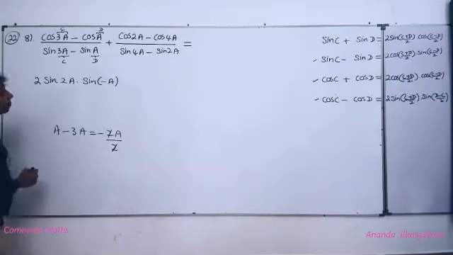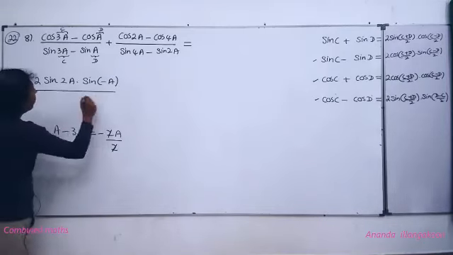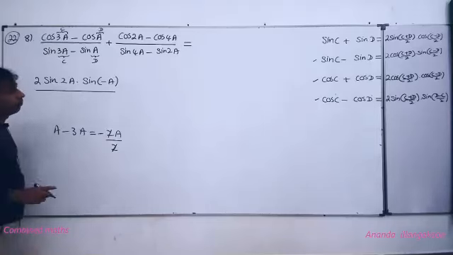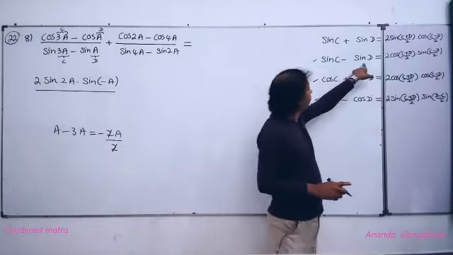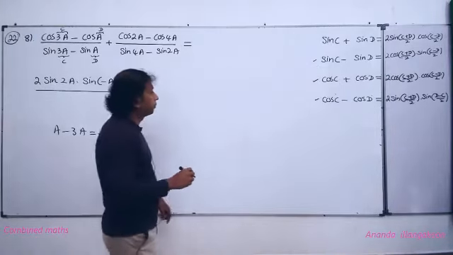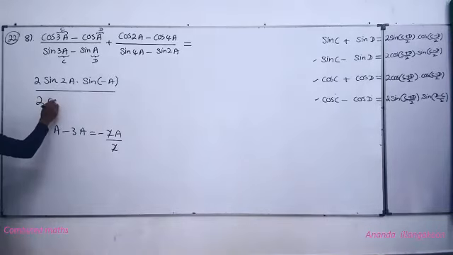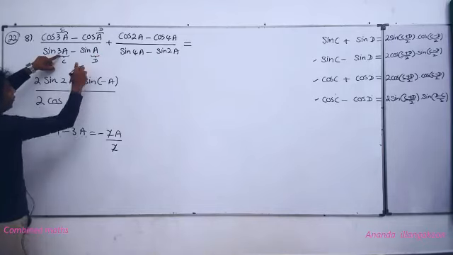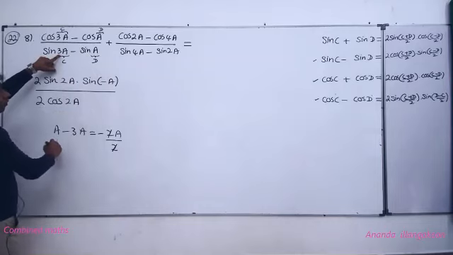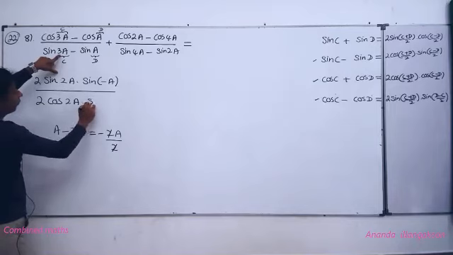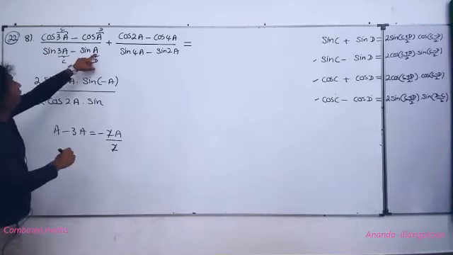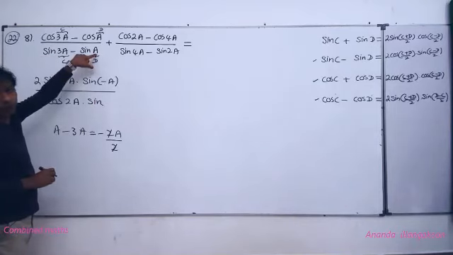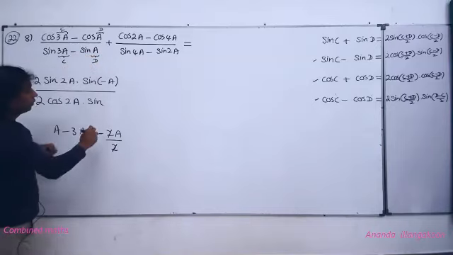Right. Okay. And here sin c minus sin d. This formula, people. 2 cos. Add these two angles and divide by 2. 3a plus a is 4a, divided by 2 is 2a. Right? Sin c minus sin d. 2 cos. And then sin c minus d, 3a minus a, it's 2a by 2 is a.